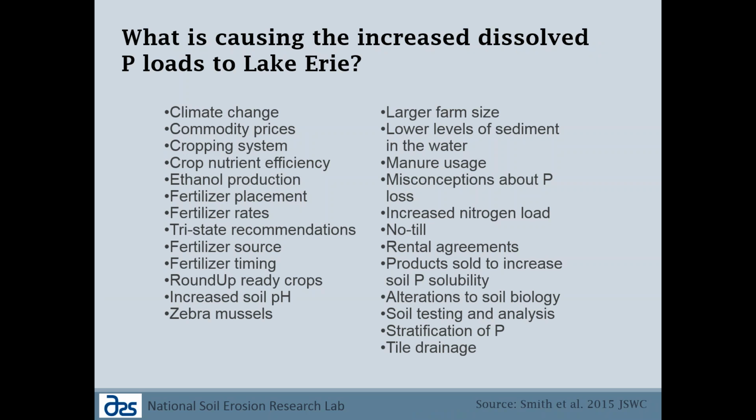In 2015, Doug Smith, another USDA colleague, put together a list of 25 different theories that could be contributing to phosphorus losses in the western Lake Erie Basin. These range from climate change, commodity prices, zebra mussels, tile drainage, and stratification, which is the topic of our presentations today. But there are a lot of different theories out there of what's causing the problem.